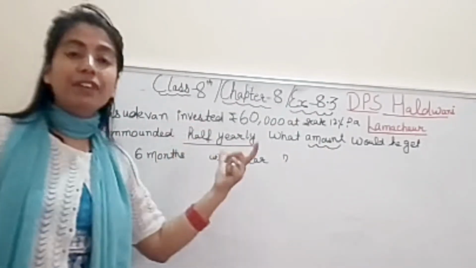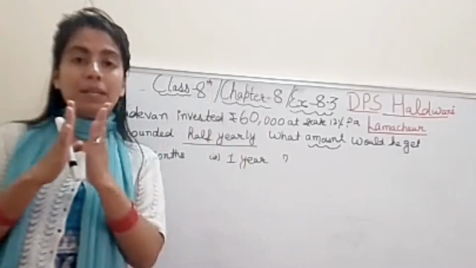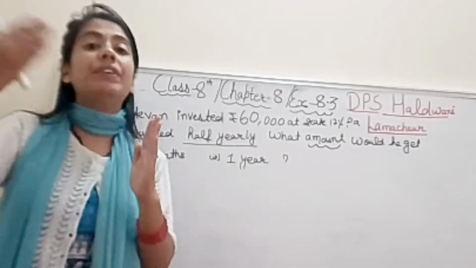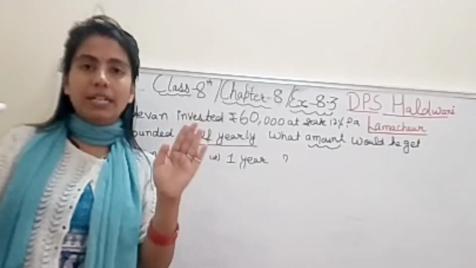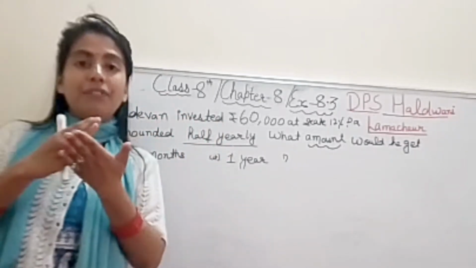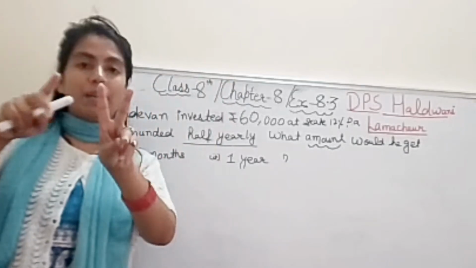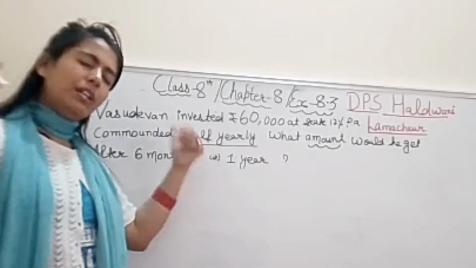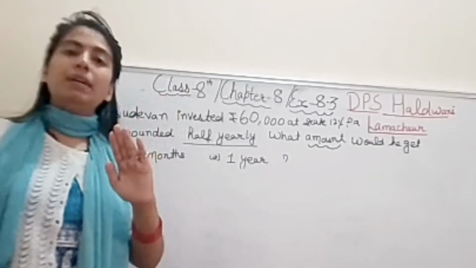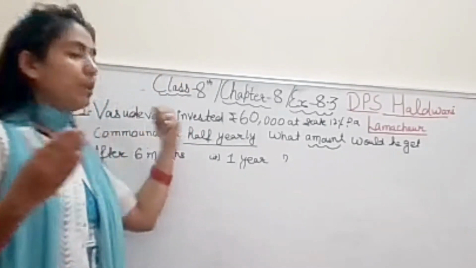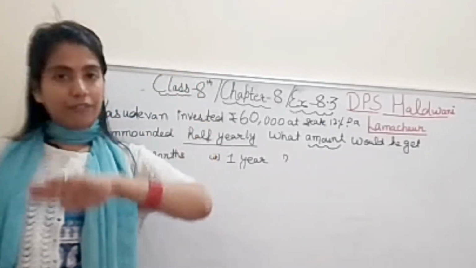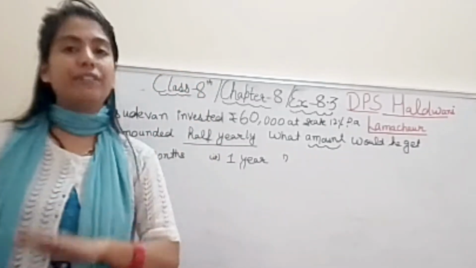Compounded half yearly means in the whole year, how many times is he getting interest, or you are giving interest. The thing is the same, right? How many times are you getting it? Half yearly. It means in 1 year, 2 times. 6 months, 6 months. So that is why the time will be double. You just learn this. Time will be double, rate will be half. If compounded quarterly, the time will be 4 times and the rate will be divided by 4.